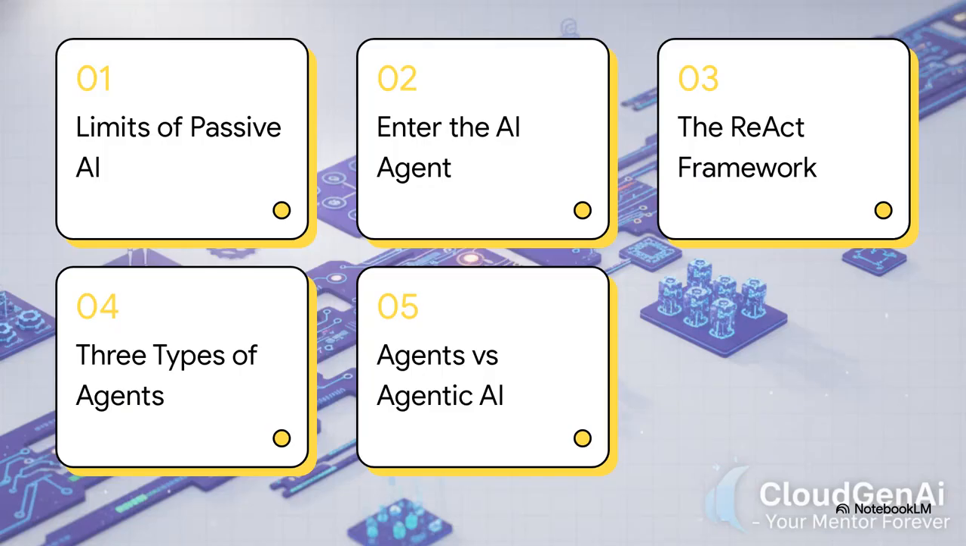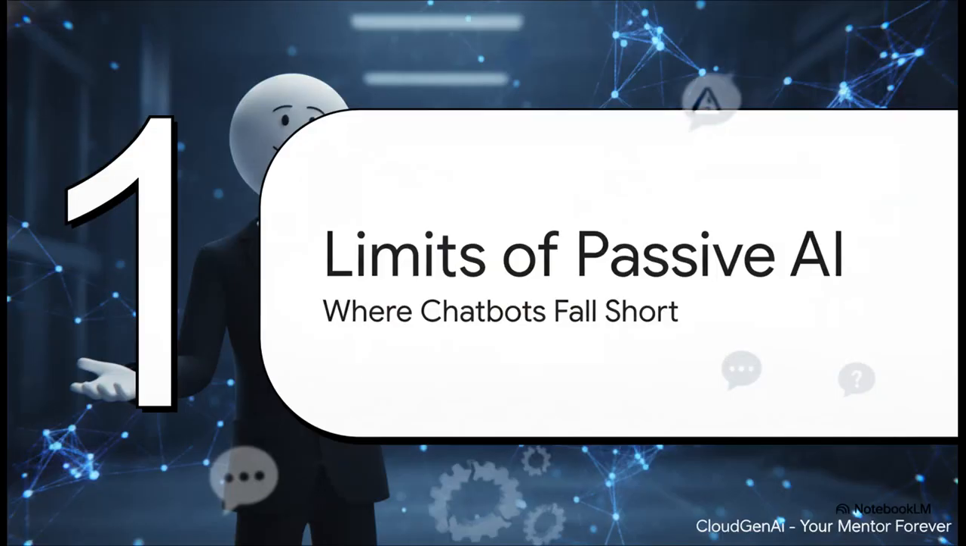Okay, let's dive right into this. Here is our roadmap for the explainer. First, the limits of passive AI. Second, enter the AI agent. Third, the React framework. Fourth, 3 types of agents. And finally, number 5, agents versus agentic AI. Let's get to it. Section 1, the limits of passive AI, where chatbots fall short.